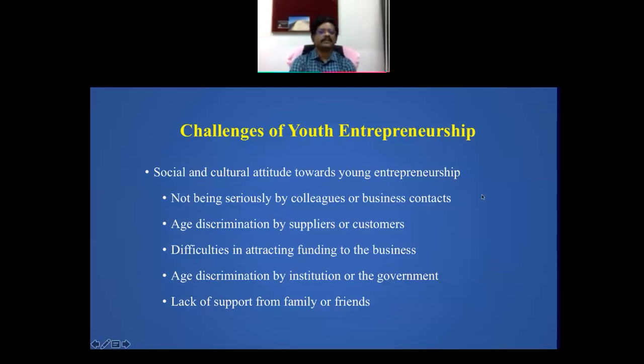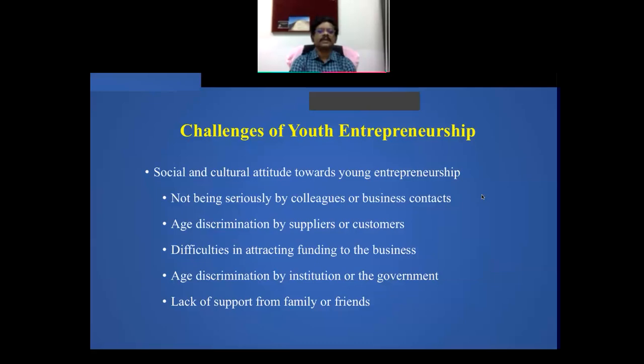So the social and cultural attitude towards young entrepreneurs is that they are not taken seriously by colleagues or even business contacts. Their maturity level is less, and they are not able to handle any kind of business venture on their own. These kinds of notions and beliefs are there. At the same time, there is age discrimination by suppliers or customers. We always undermine young people given their age, because we give more weightage to age instead of talent, abilities and capabilities.